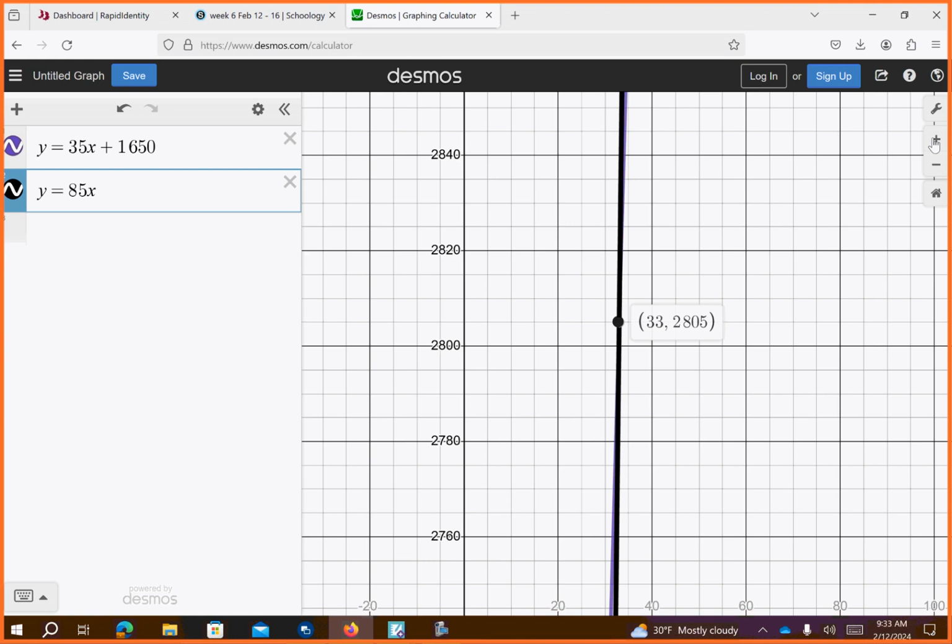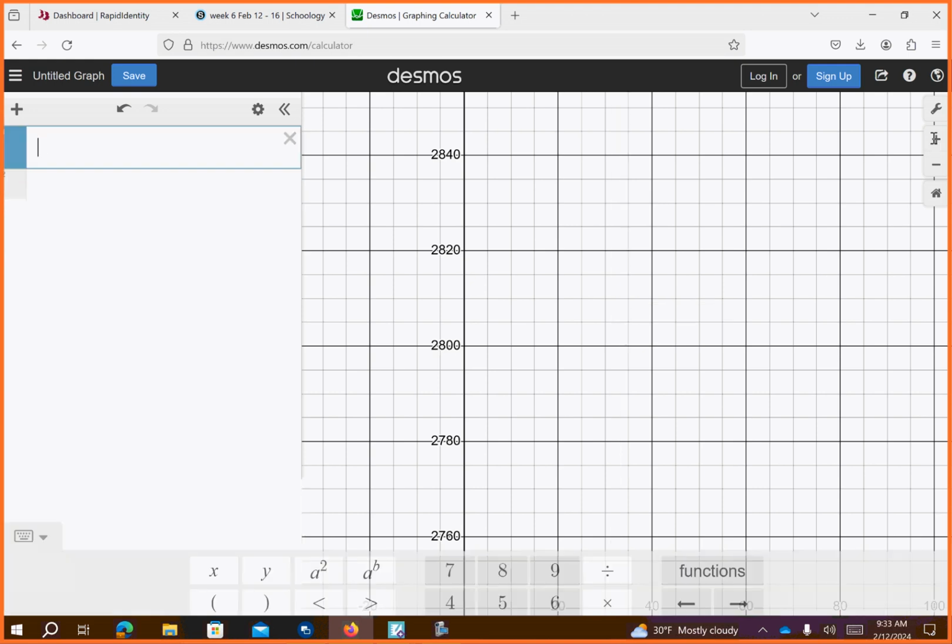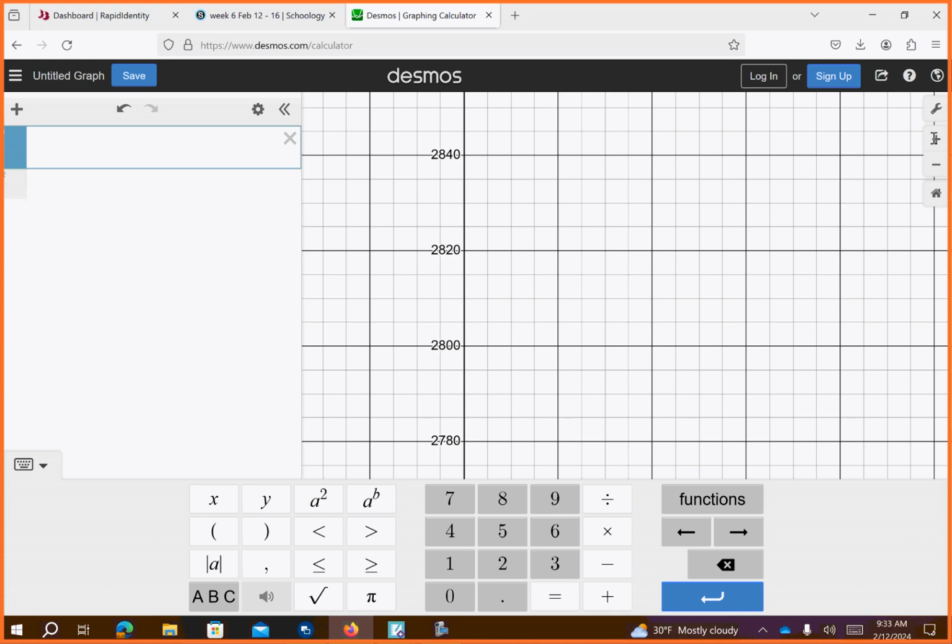The manufacturer sells widgets for $12 per unit. The fixed costs are $1,600 and the variable costs are $8 per unit. Write the equations of the cost and revenue functions. Okay, so we can do that. We have $12 per unit, so that's going to be our slope. So y equals 12x. And then we have a fixed cost of $1,600. And then the other one says variable cost $8 per unit, so y equals 8.